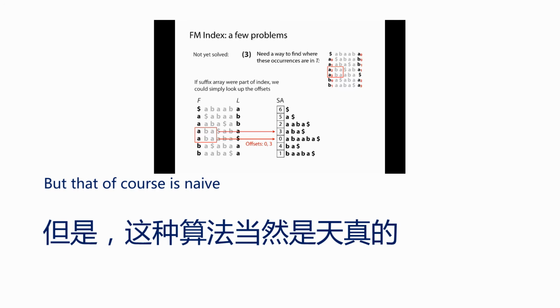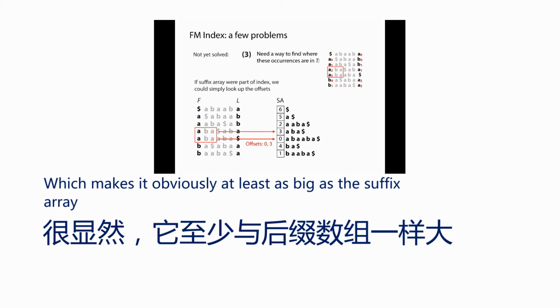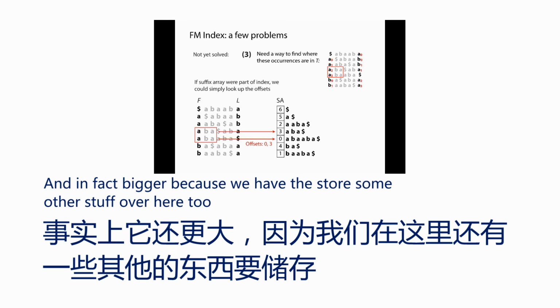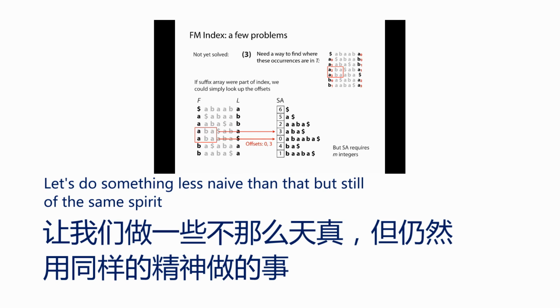But that, of course, is naive. That's keeping a lot of m integers around in our index, which makes it obviously at least as big as the suffix array, and in fact bigger because we had to store some other stuff over here too. So we'd rather not do that. Let's do something less naive than that, but still of the same spirit.